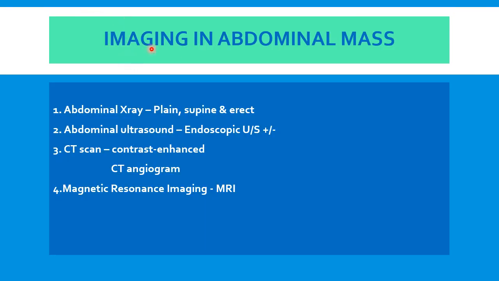In the investigation of a patient with an abdominal mass, imaging has become a very important and useful method. Among them, you have the plain X-ray of the abdomen, done supine and erect if necessary. Secondly, the abdominal ultrasound, which is the most standard investigation done these days. Sometimes you may proceed to an endoscopic ultrasound. The third one is the CT scan, a very important investigation, usually contrast-enhanced, and sometimes a CT angiogram may be needed if vascular lesions are involved. Another one often done is magnetic resonance imaging, or MRI. You must be very familiar with these, especially the first three, in the case of abdominal masses.